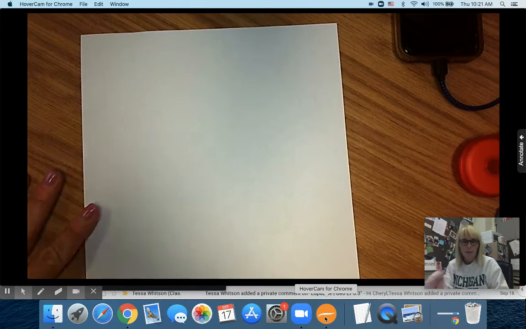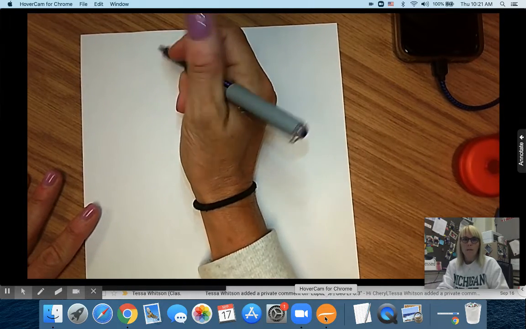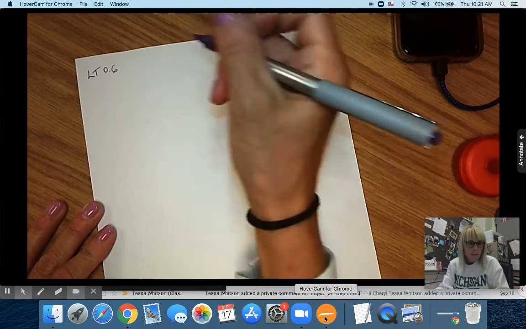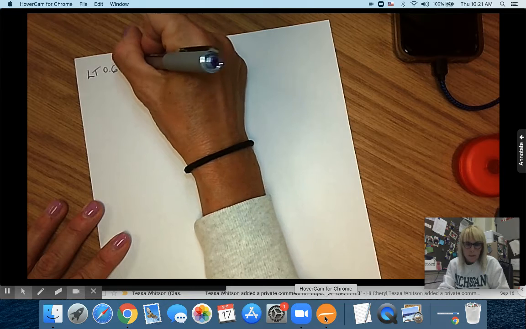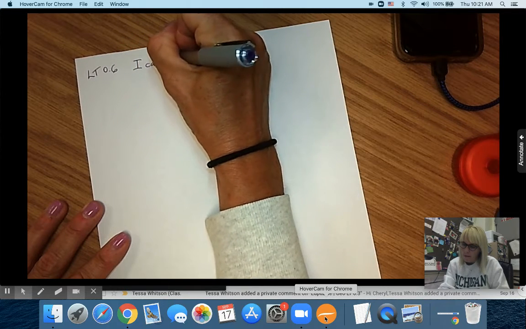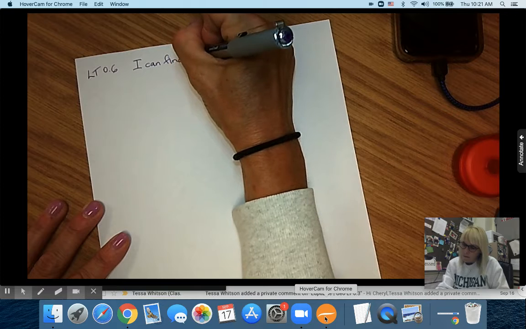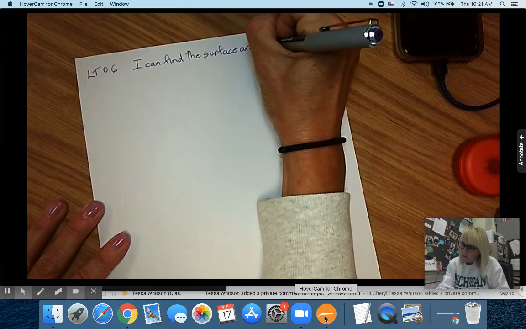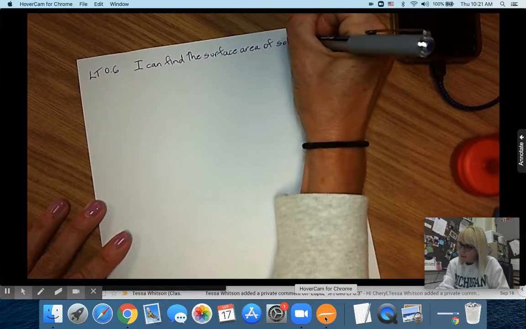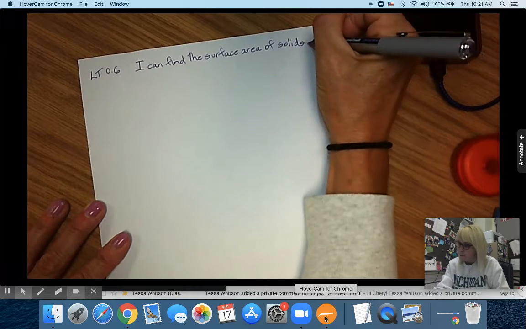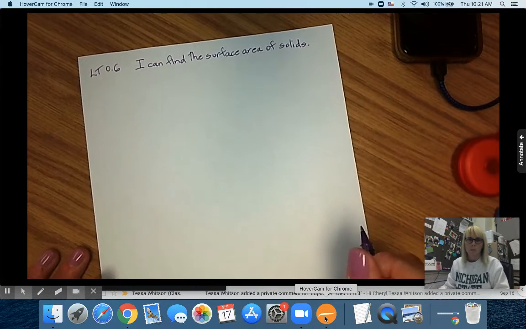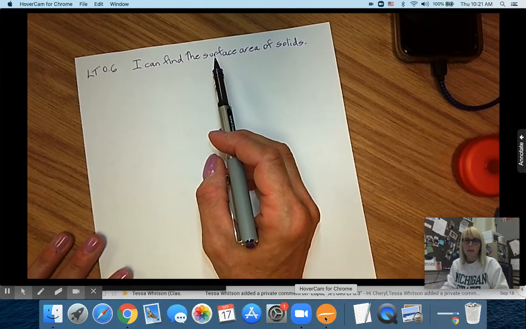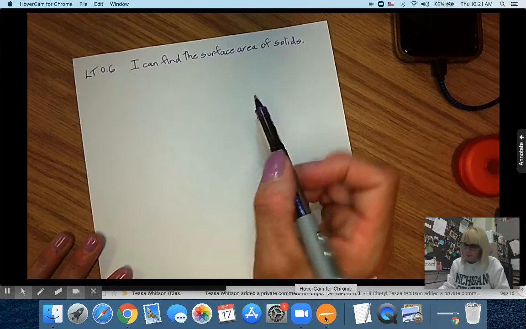You're welcome, second hour. We are going to do learning target 0.6 with this note-taking session. Learning target 0.6 says, I can find the surface area of solids. Now first of all, by saying the word solids, notice they didn't say polyhedron. So we're not just going to be doing prisms and pyramids. We will also be looking at the surface area of cones, cylinders, and spheres. I couldn't think of the third one.